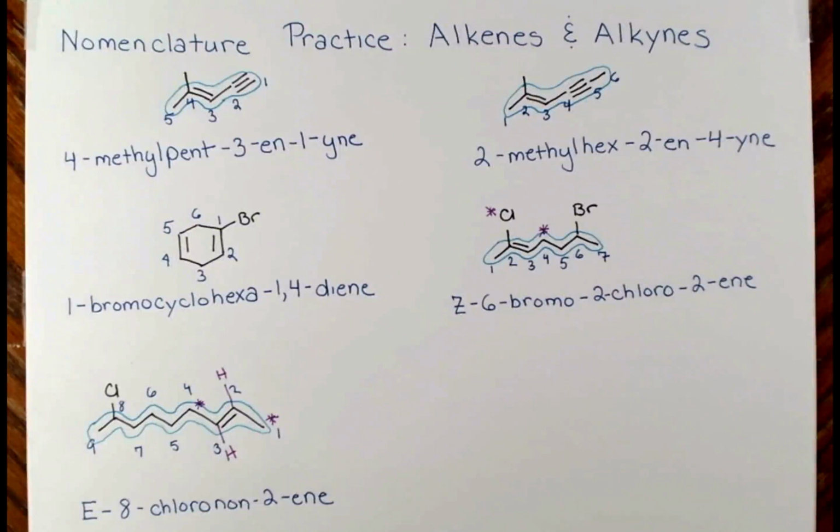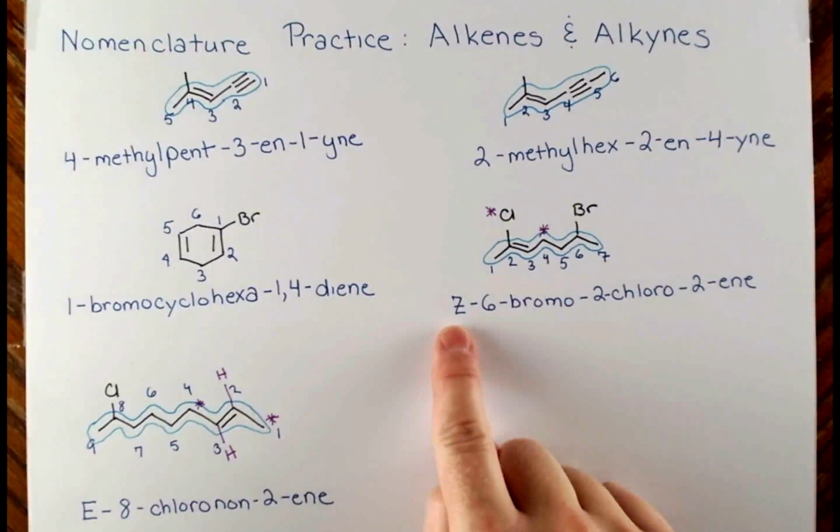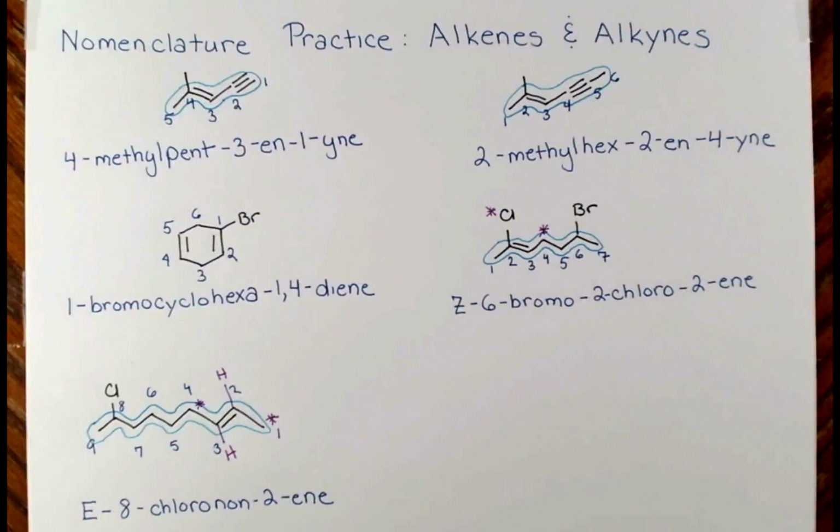I was once taught a funny trick for remembering double bond geometry. For the Z alkene, the high priority groups are on the same side, so you can say on Z same side to remember this. Let's do a final example.